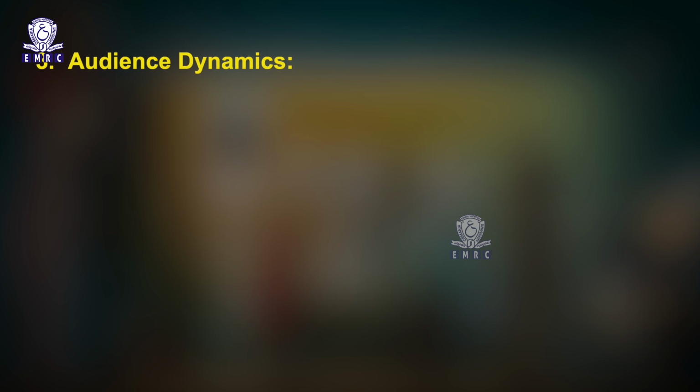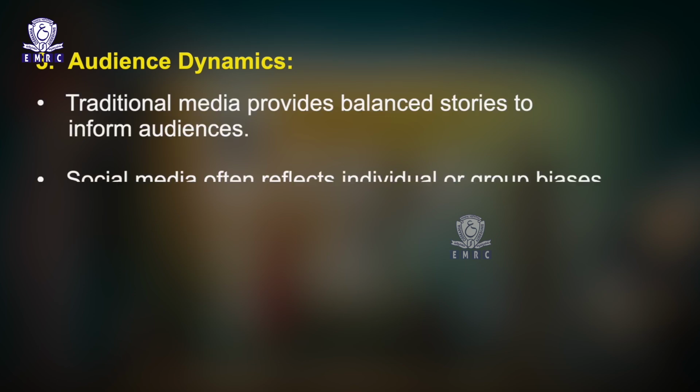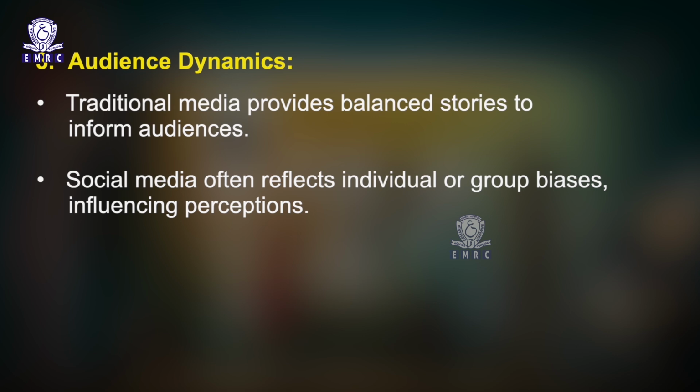Coming to audience dynamics, traditional media provides balanced stories to inform audiences, whereas social media often reflects individual or group biases influencing perception. Balance in news writing is vital, providing audiences with comprehensive and fair information. While print and electronic media aim to achieve balance through structured processes and ethical guidelines, social media operates with fewer constraints, leading to more frequent imbalances. Understanding these differences is crucial for critically evaluating news across platforms and fostering informed public discourse.